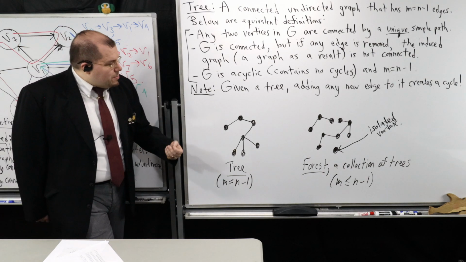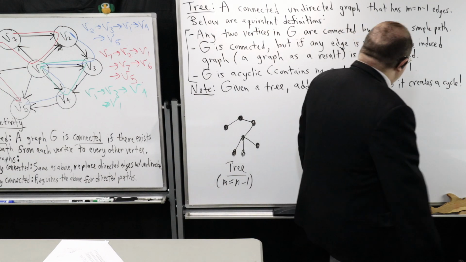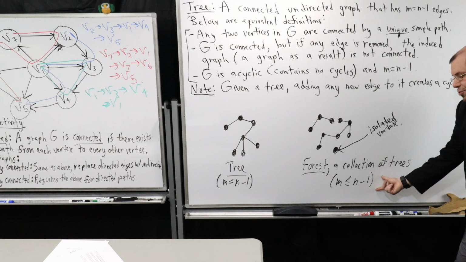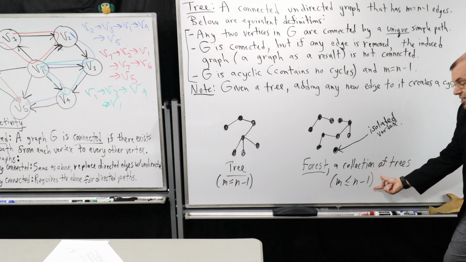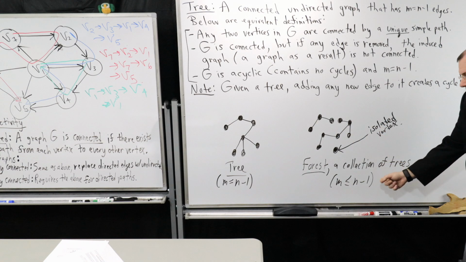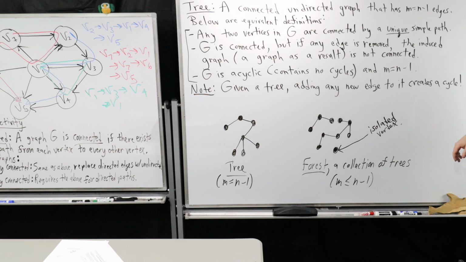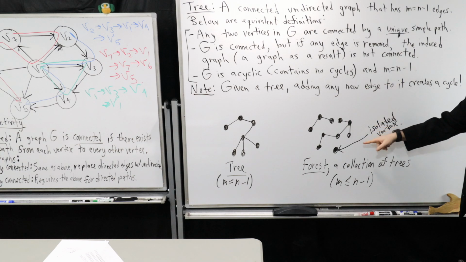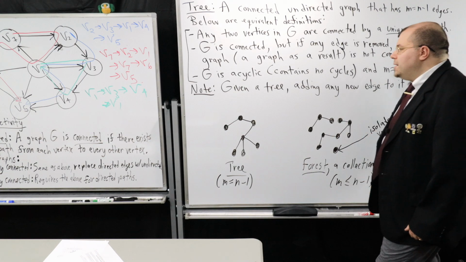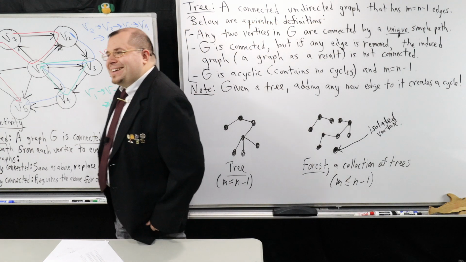Now, in terms of terminology, there's also this notion of a forest. A forest is simply a collection of trees. For any forest, the number of edges is at most the number of vertices less 1. So instead of it being an equality, it's actually an inequality. For example, here's a forest. It has 1, 2, 3 trees. And that's a forest.